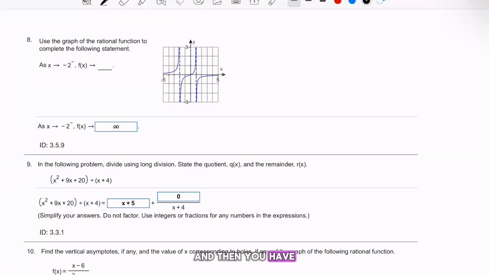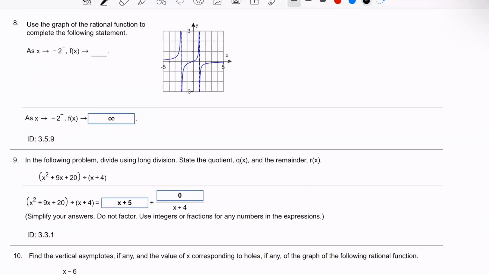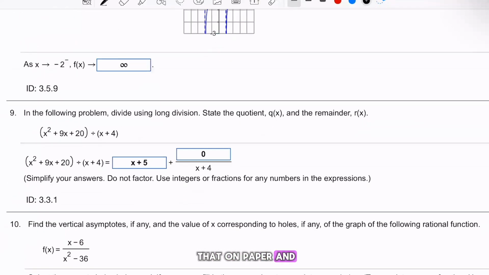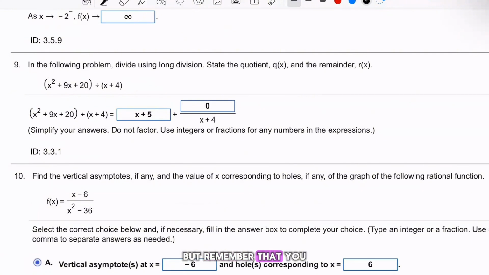And then you have long division. You get to do that on paper and then you just fill in the blanks. But remember that you have to put, even if you have no remainder, you need to put the 0 in there. So be careful about that. I've seen that a million times be a mistake, a little small mistake.